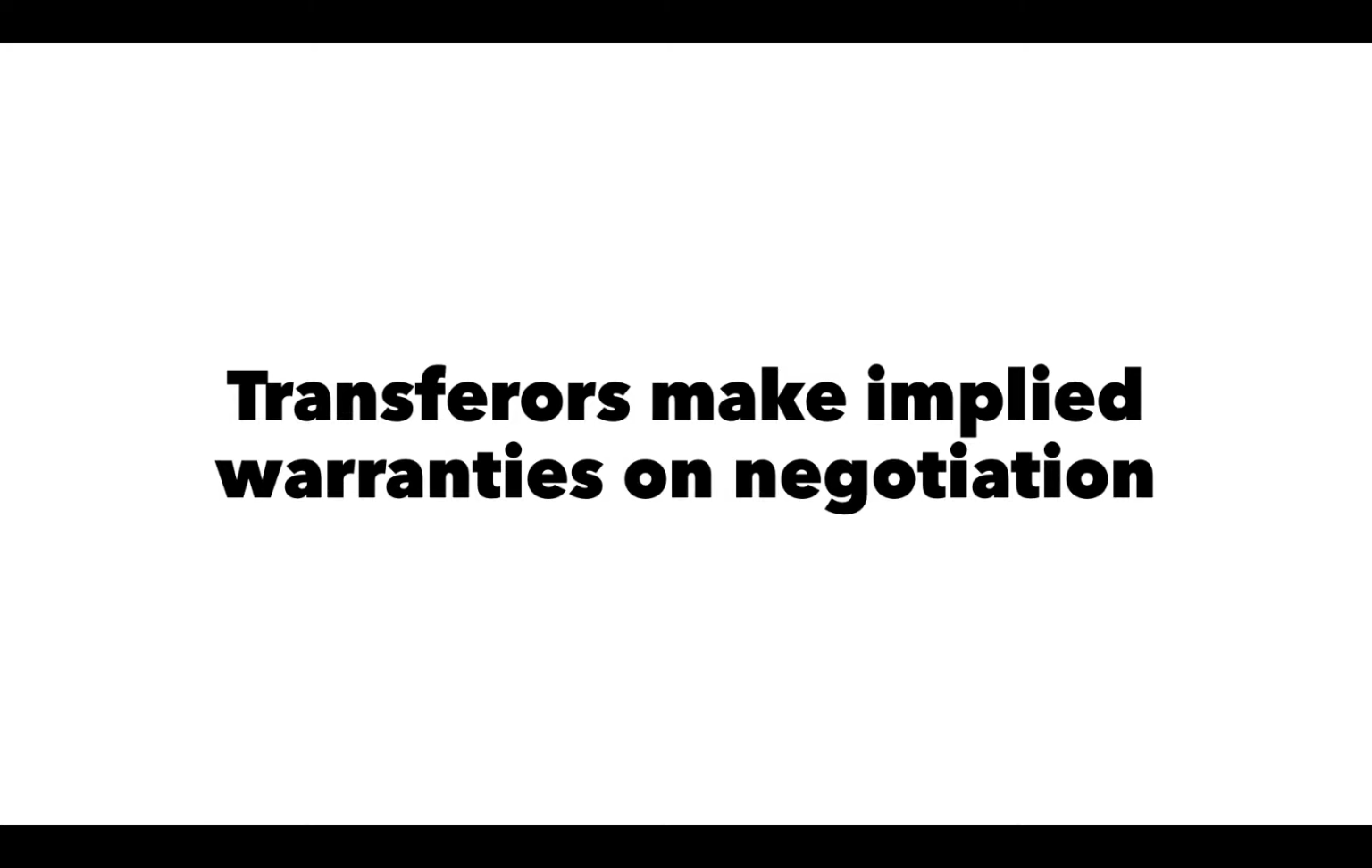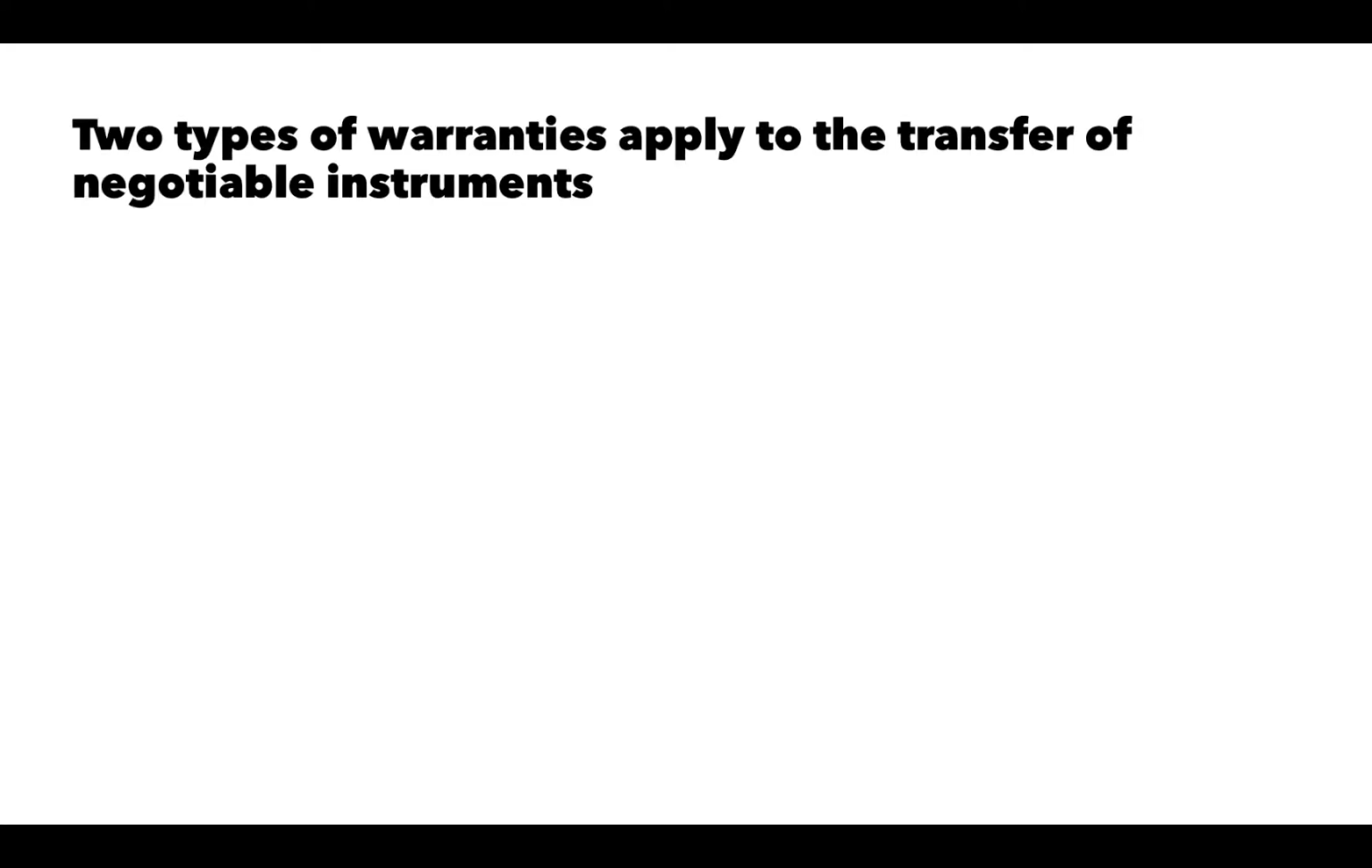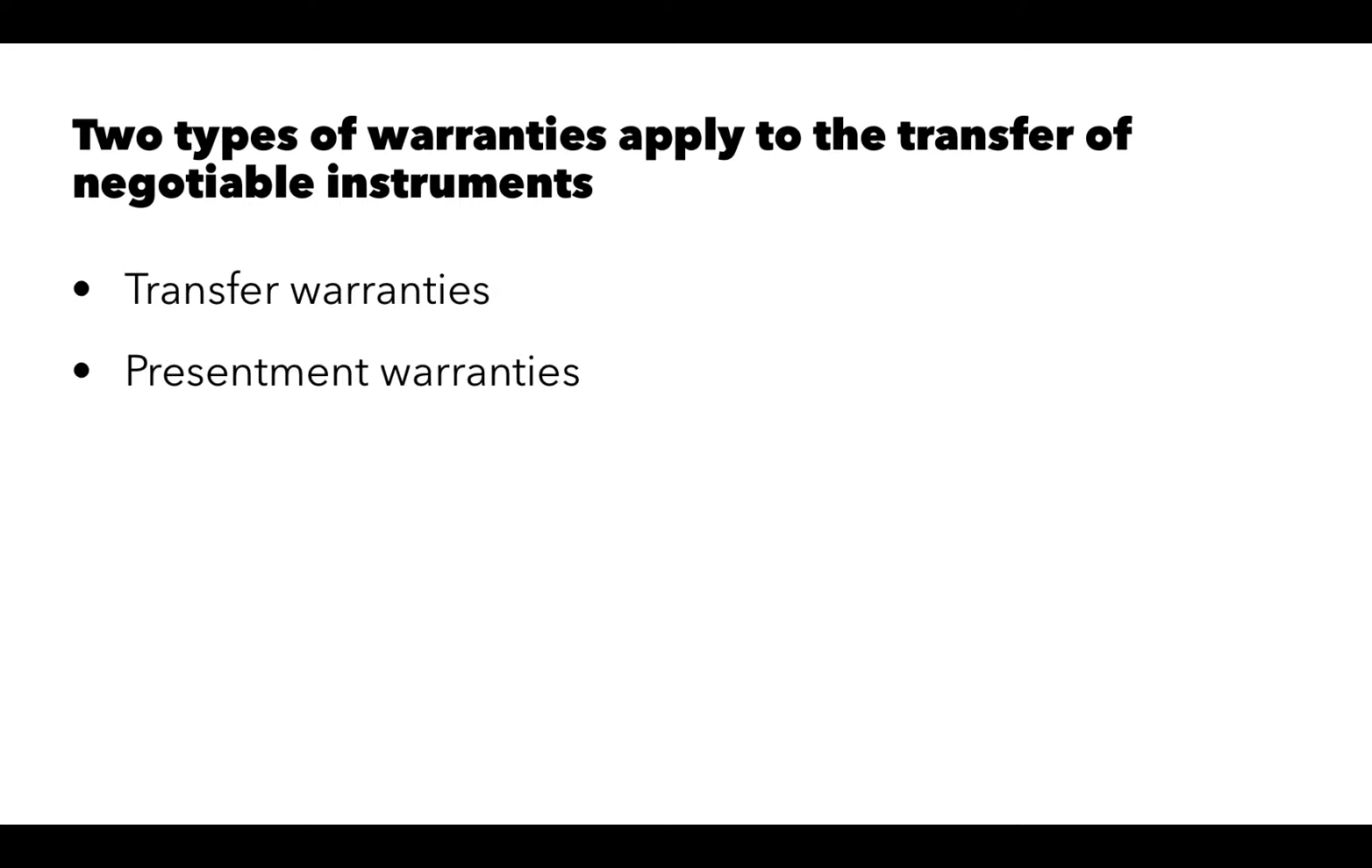When a party transfers a negotiable instrument through negotiation, that party, the transferor, is going to create implied warranties. There will be implied warranties attached to that transfer. And there are two types of warranties that apply to the transfer of negotiable instruments. The first is called a transfer warranty, and the second is a presentment warranty. Let's talk about each of those in more detail, starting with a transfer warranty.